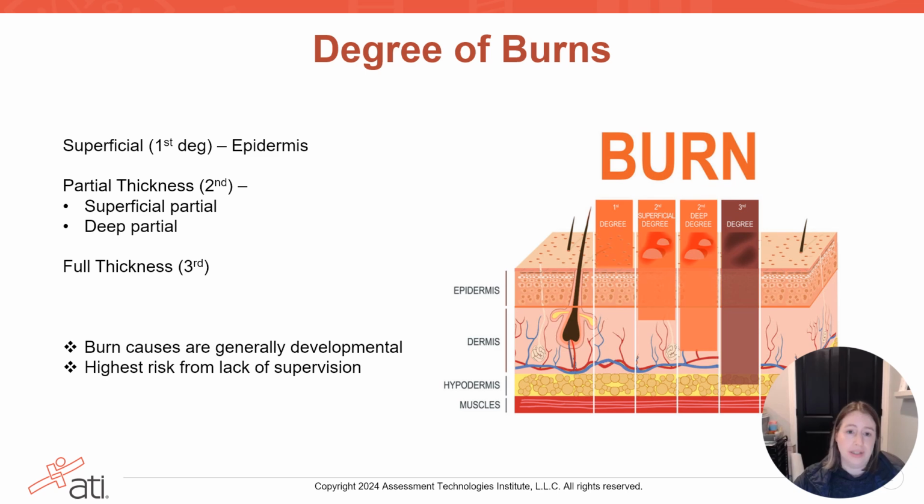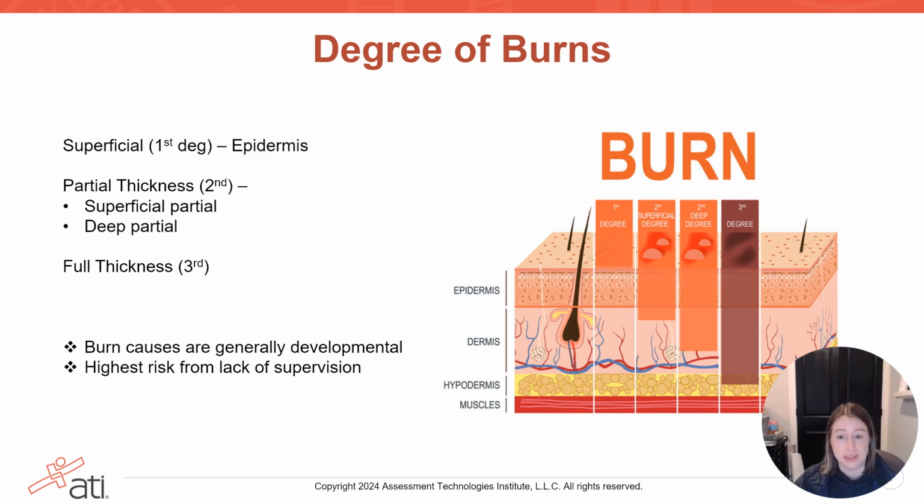So here's kind of a graphic about the different layers of skin and what degree of burns we're looking at. Superficial burns are considered first degree with damage just to the epidermis. So in this case, the skin is intact and there's moderate pain. You're not going to have any blisters with this first degree burn, and it will heal without scarring. So this would be something like a sunburn.